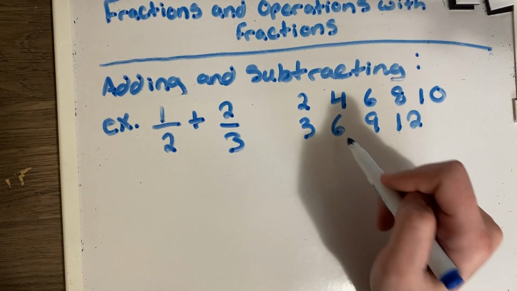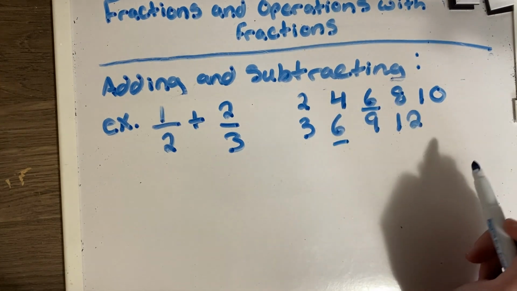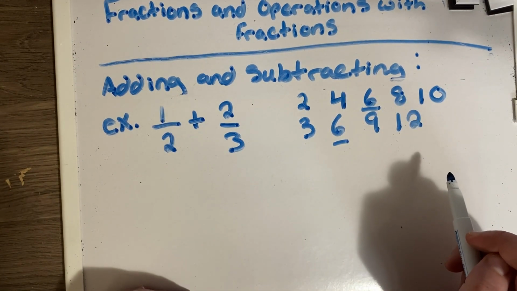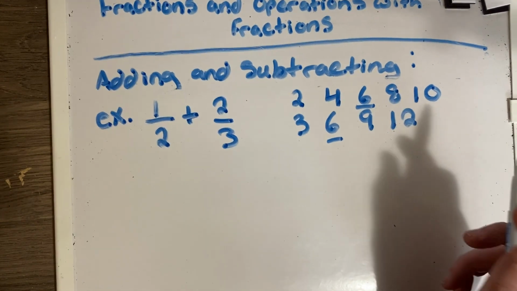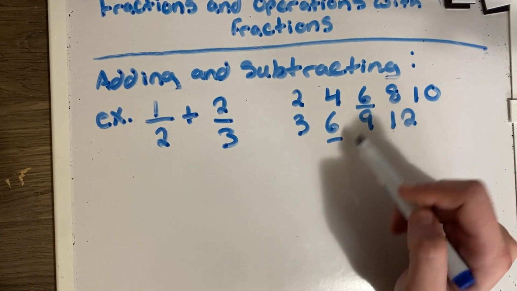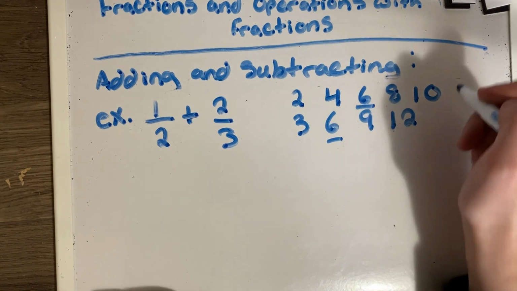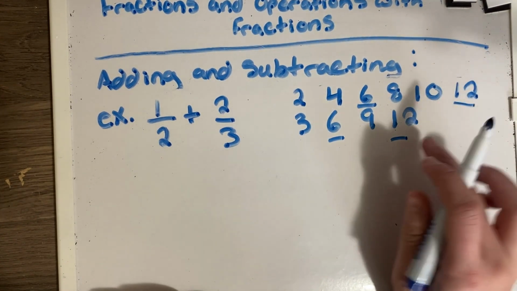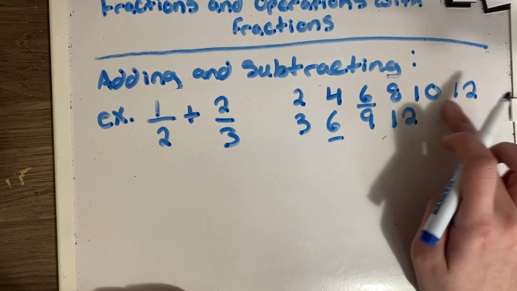Alright, so we can see that they both have 6 in their number line. Now, the reason why it's called the lowest common denominator, the lowest common factor, is because we want to choose the first number we see that's in both multiples of. Now, if I continue to go in the 2's, well, I'll get 12. And both have 12, but we want the lowest. So we're not going to choose 12, we're going to choose 6.